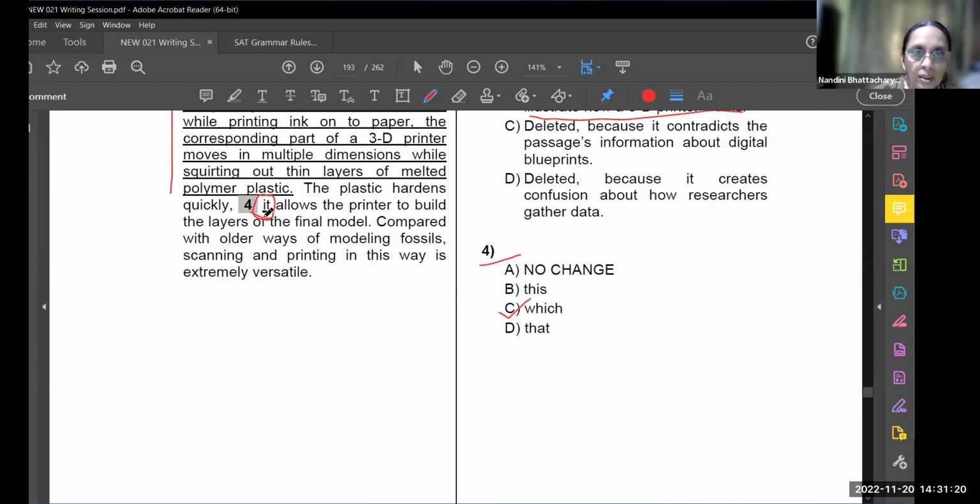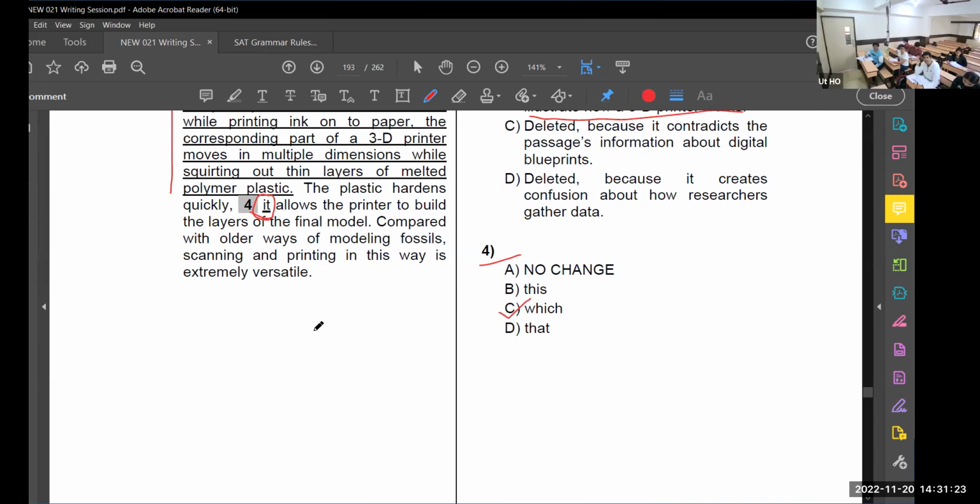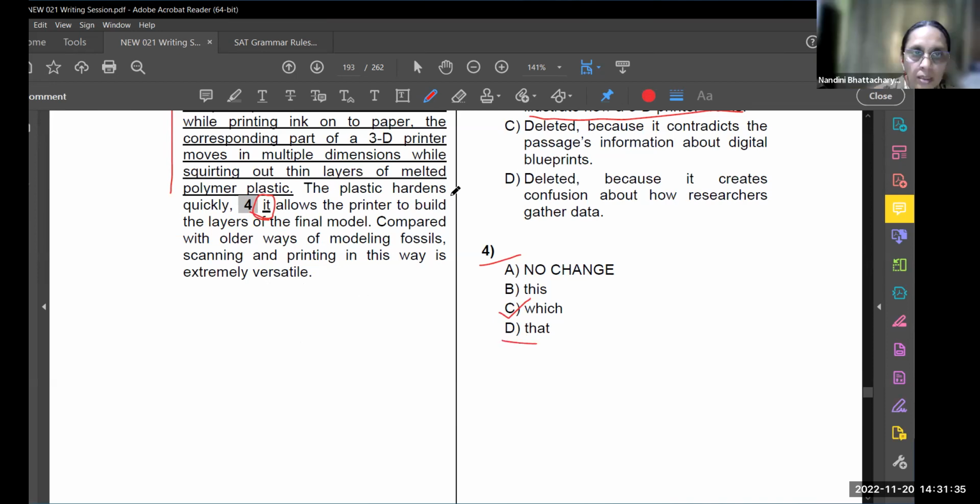Why won't it be appropriate? Because all three options will get clarity. So the plastic hardens quickly. We have a comma over here, and the comma is not underlined. We cannot change the comma. So we will not go with that. And the plastic hardens, and it is talking about a process again. Yeah, it is talking about the same process. The plastic hardens, which allows the printer to build the layers. So it is not appropriate.